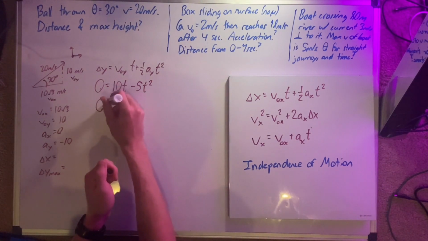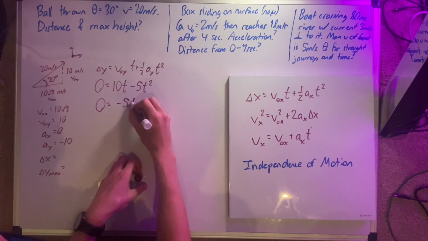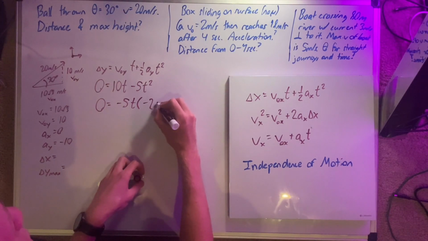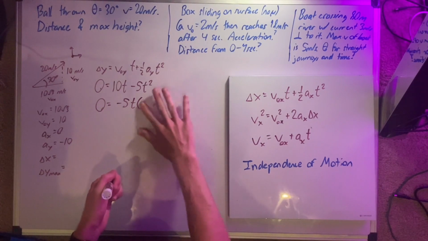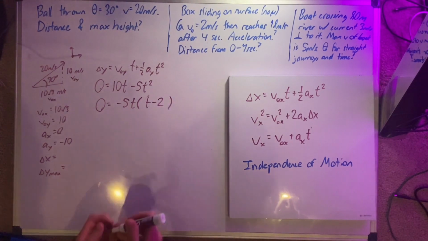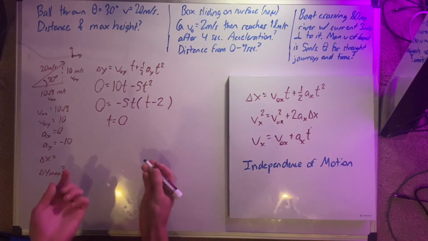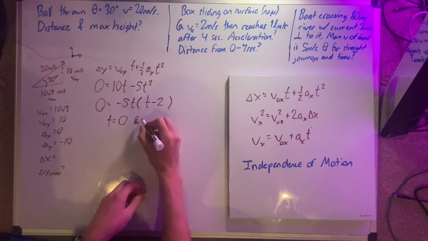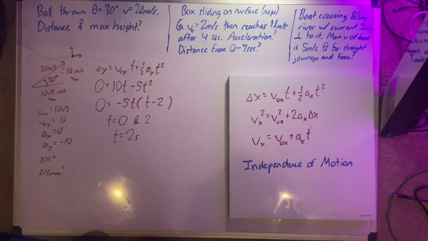And then we know 0 is equal to, we can pull out a negative 5t, negative 5t times (t minus 2), in other words. The things that will make this equation equal 0: t is equal to 0, of course, because it's at the ground at 0 seconds, and then also 2. So t is equal to 2 seconds. That's how long it spends in the air.